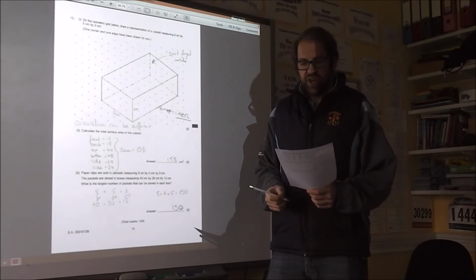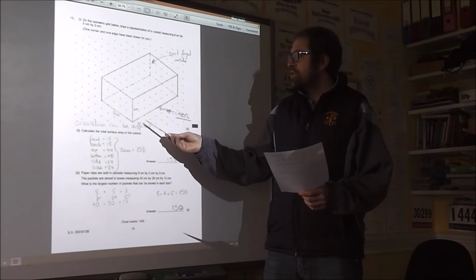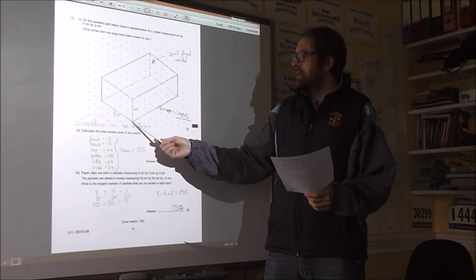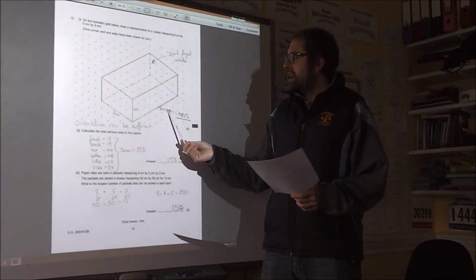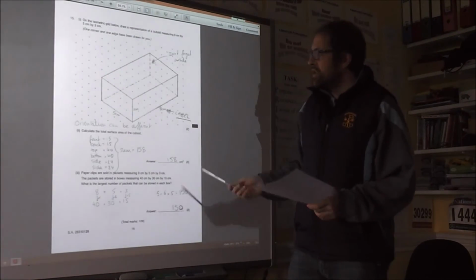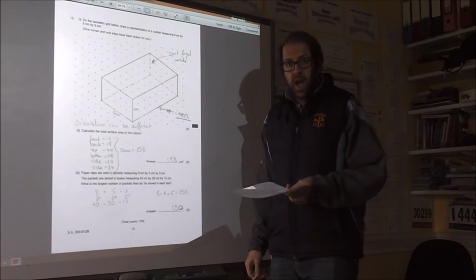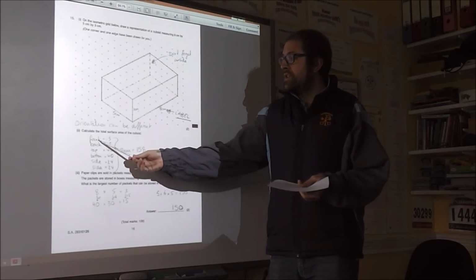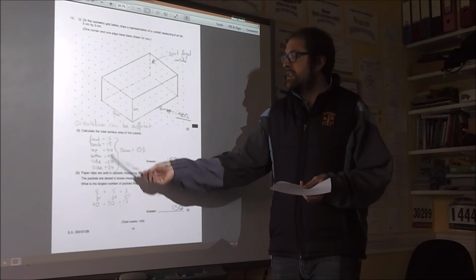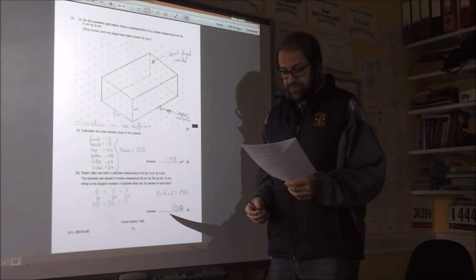The final question is a cuboid. So I've drawn it 8 centimeters by 5 centimeters by 3. Label each length. Don't forget to do the inside. You can have a different orientation if it fits. Total surface area. We need to do the area of each side. Lay it out like this. Add them up, and you get 158.